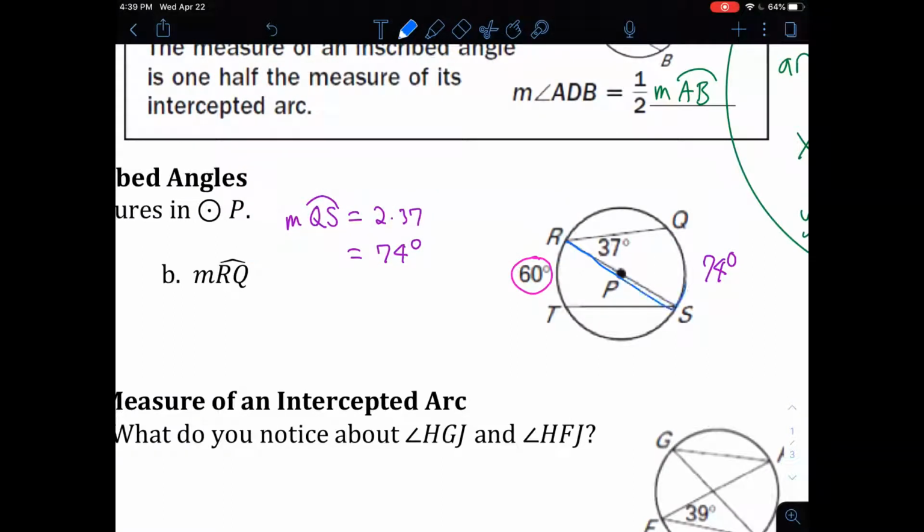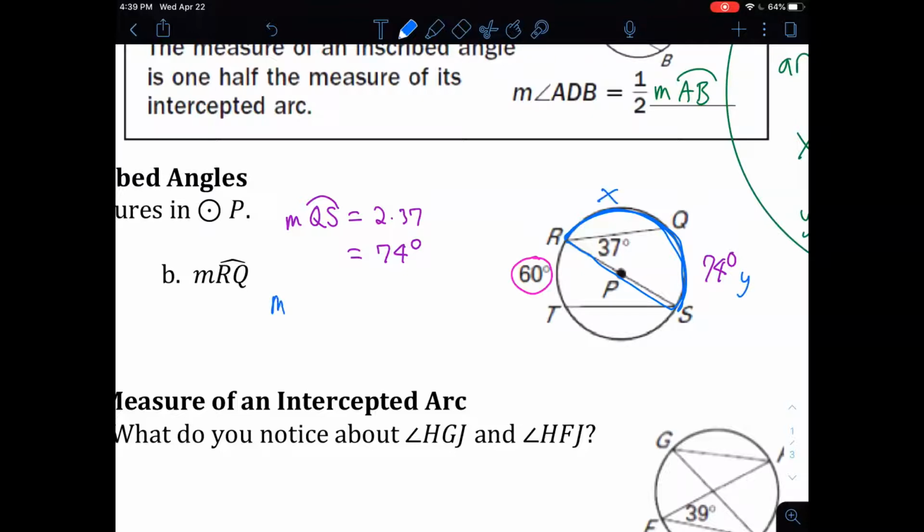Now, what can you tell me about this shape right here? What kind of shape is that? That's a semicircle. And how many degrees does a semicircle add up to? It adds up to 180. So we can say we have RQ. This is X and this is Y. X plus Y is going to equal 180.